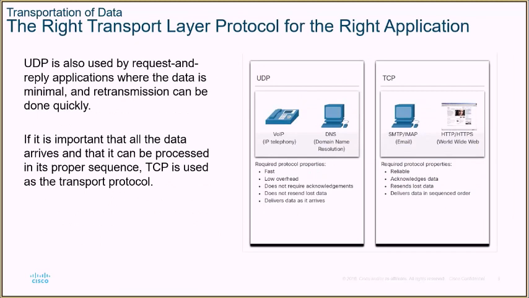So the right transport layer for the right application. UDP is also used by request and reply applications where the data is minimal and retransmission can be easily and quickly done. If it is important that all data arrives and it can be processed in its proper sequence, TCP is used as a transport protocol. Web pages, well, you want all the web page, so TCP is good for that. Again, sending an email, you want all of your email, so again, you use TCP. FTP, file transfer protocol. Not much point transferring a file if you don't get all of it.